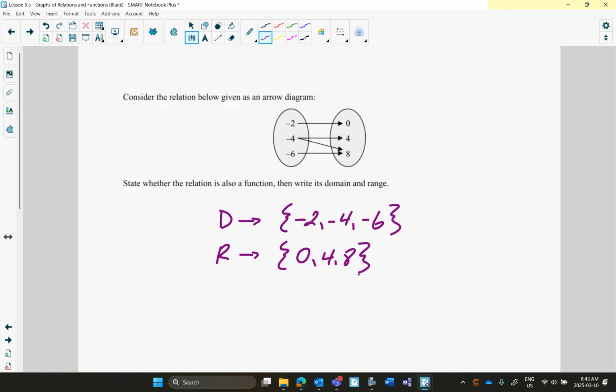Is it a function? Why? Because there's 2 arrows pointing to 8. That's actually not the reason. It's not a function, but for a different reason. It's okay if the 8 repeats. It's okay if a range repeats. But what's repeating here in this one? -4 is repeating because it has 2 arrows coming out of it. So not a function. Because this repeats, it's got 2 arrows coming.